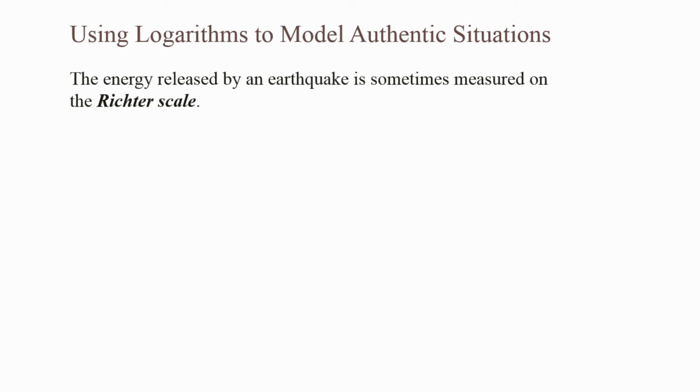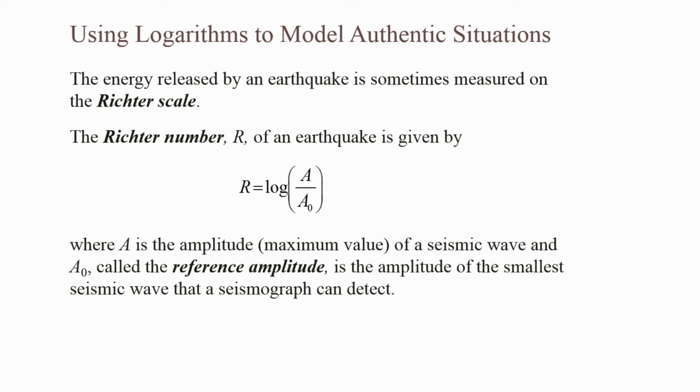Using logarithms to model authentic situations. The energy released by an earthquake is sometimes measured on the Richter scale. The Richter number R of an earthquake is given by R equals log of A divided by A sub 0, where A is the amplitude, your maximum value, of a seismic wave, and A sub 0, called the reference amplitude, is the amplitude of the smallest seismic wave that a seismograph can detect.